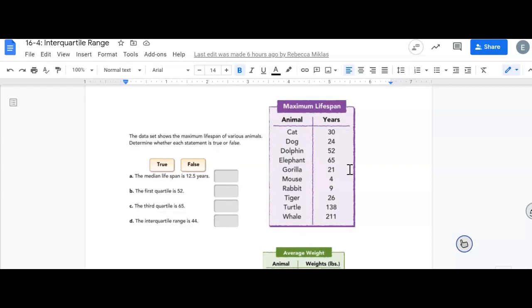Here is a data set of the lifespan of some different animals. I did not know a whale could live to be 211 years old. That is insane. Wow. I thought turtles actually lived longer than 138, but... Okay, with this information, you need to be able to find the median lifespan, the first quartile, the third quartile, and the interquartile range. So at this time, go ahead and solve for that. If you want to talk with a partner that's sitting next to you, you may.